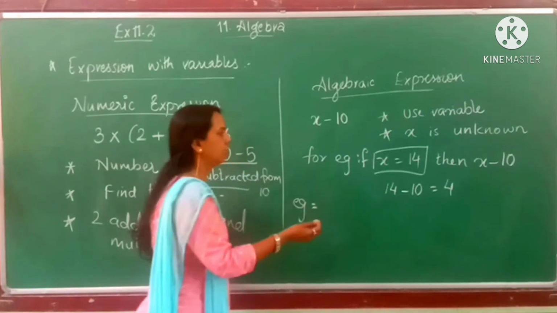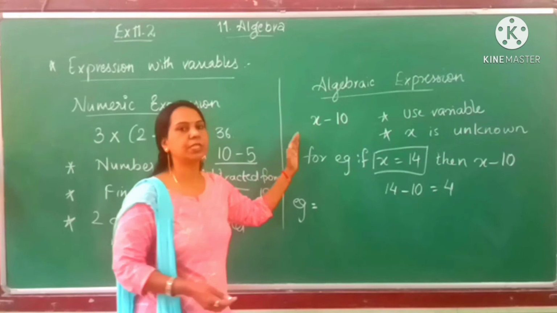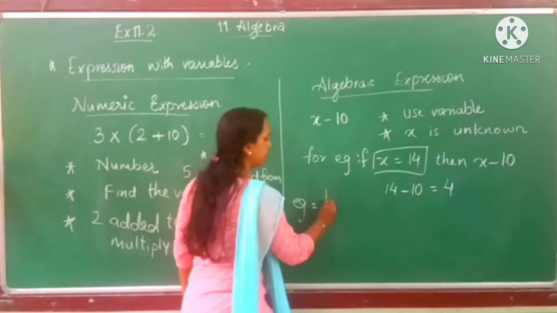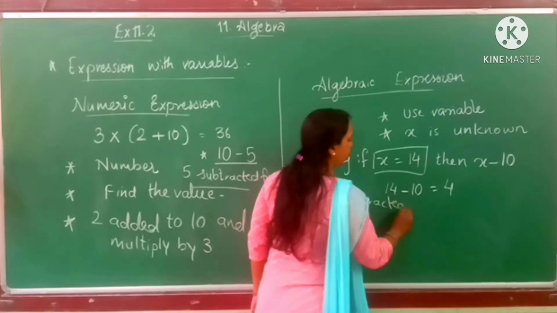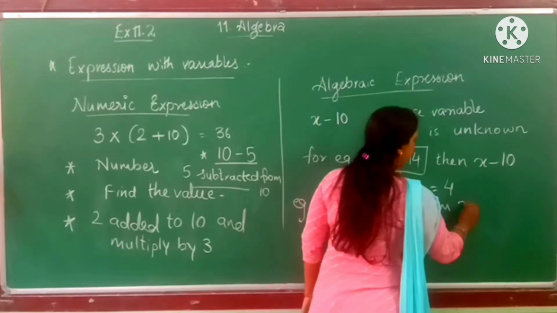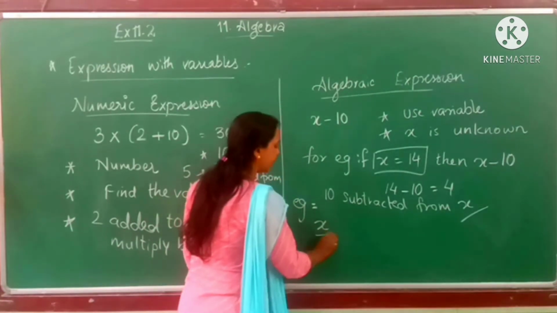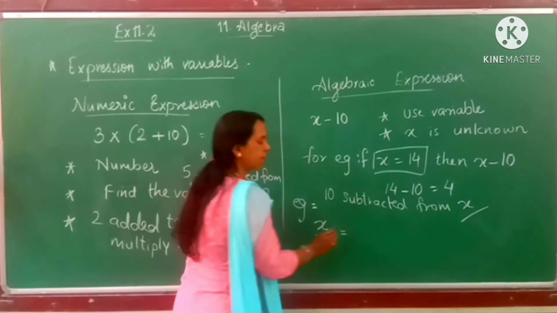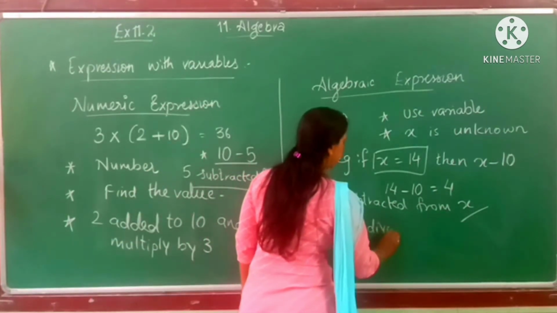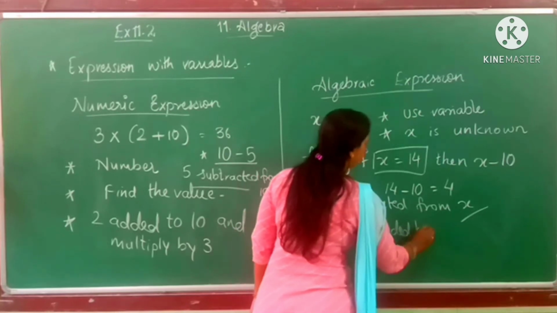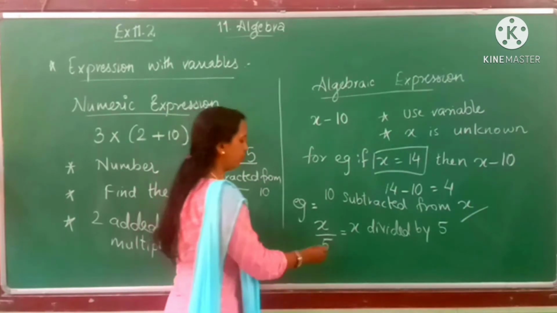More examples you can give. You can express in word form: 10 subtracted from x. In word form you can express it like that. Another example is x divided by 5. So you will write here x divided by 5.